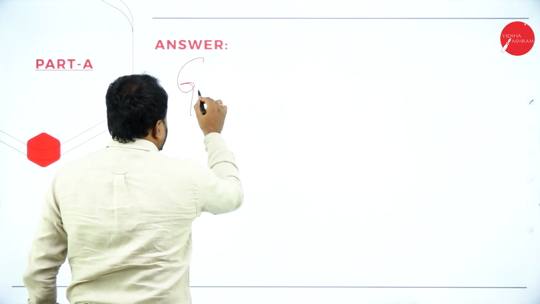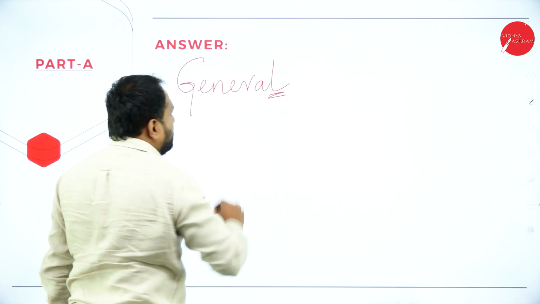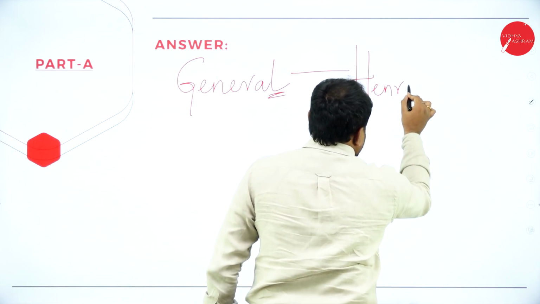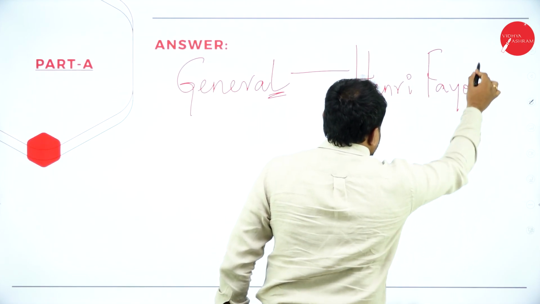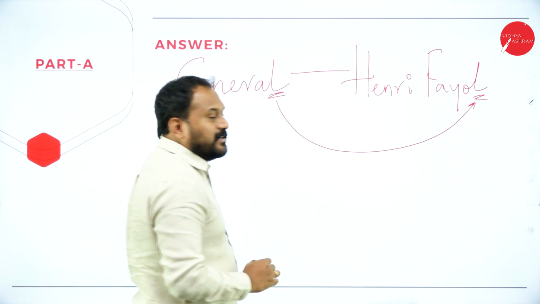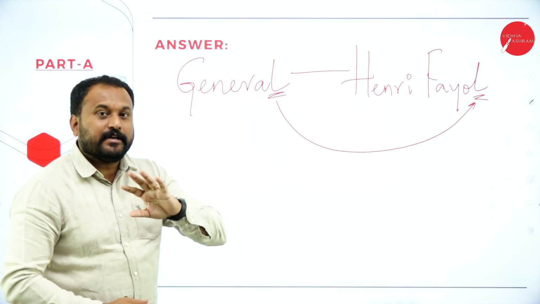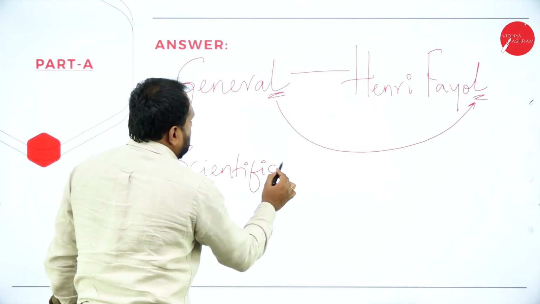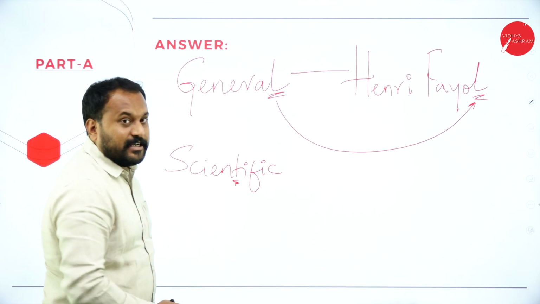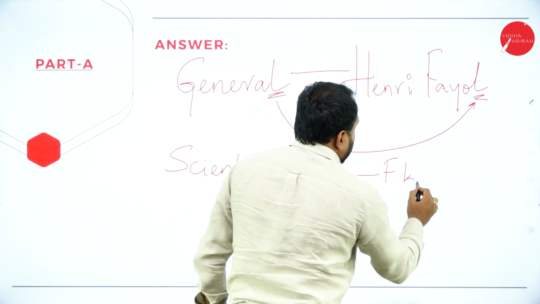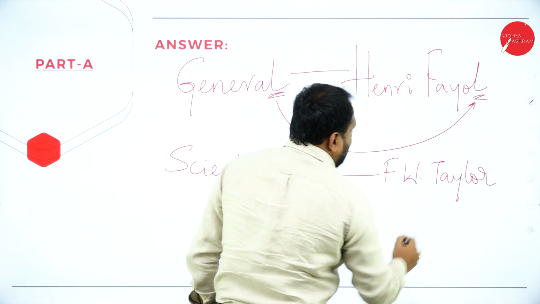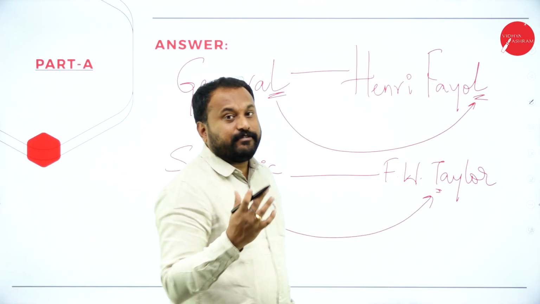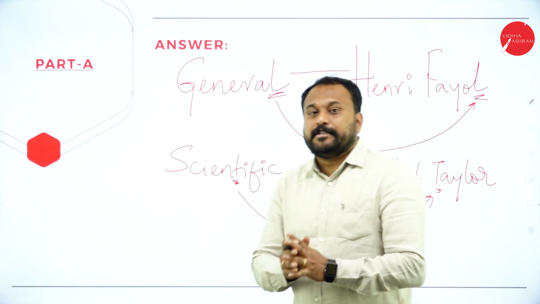So here, general. L is there. Whenever there is a question, who is the father of general, you should write Henry Fayol. See, L is here, L is here. General means Henry Fayol. Next, there is also a question, if it comes in the examination, who is the father of scientific management? Scientific. See, here you have T, scientific. So who is the father in the sense? F.W. Taylor. Now see, here T you have, here T you have. This is how you people need to remember. The father of general management is Henry Fayol and the father of scientific management is F.W. Taylor.